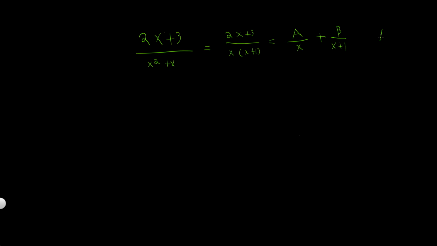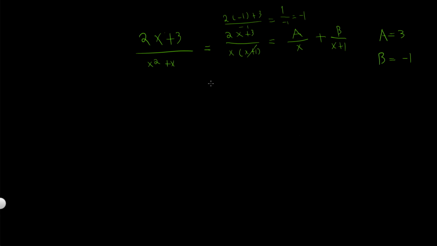So a is 3. Now for b, we do the same thing. We pretend like x plus 1 doesn't exist here, and we look for a number that makes this undefined. The number that makes this undefined is x equals negative 1. And so we pretend like x plus 1 doesn't exist, and we plug in negative 1. If we plug in negative 1, we get 2 times negative 1 plus 3 over negative 1. So this becomes negative 2 plus 3, which is 1 over negative 1, which is negative 1. So b is equal to negative 1.